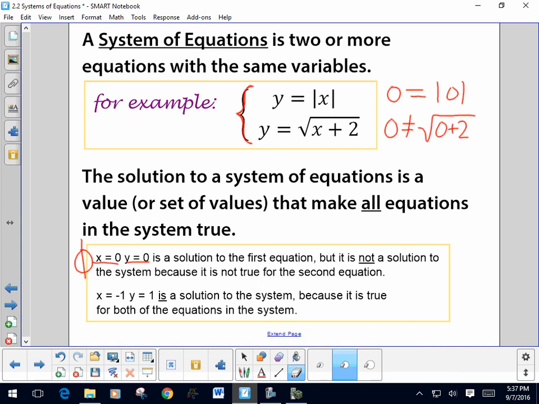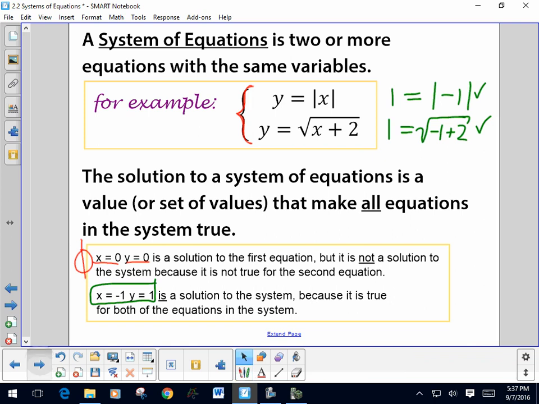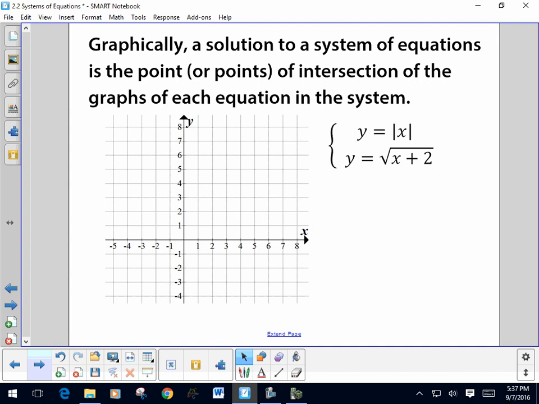The other example here, if x equals -1, y equals 1, well, in the first equation, is it true that 1 is the absolute value of -1? That is definitely true, so it works in the first equation. And if we try it in the second equation, we want to know, is y equal to the square root of -1 plus 2? And that's also true. So the solution, x equals -1, y equals 1, works for both equations, so it is a solution to the system. Now we're going to focus primarily on graphing these systems of equations.